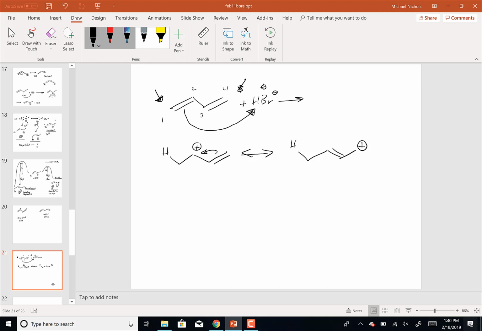Which carbocation is more stable? One on the left, one on the right. Left. So the left one, when my Br minus comes in and adds, what am I going to form? And then when I add the Br minus to the second carbocation, what am I going to form?